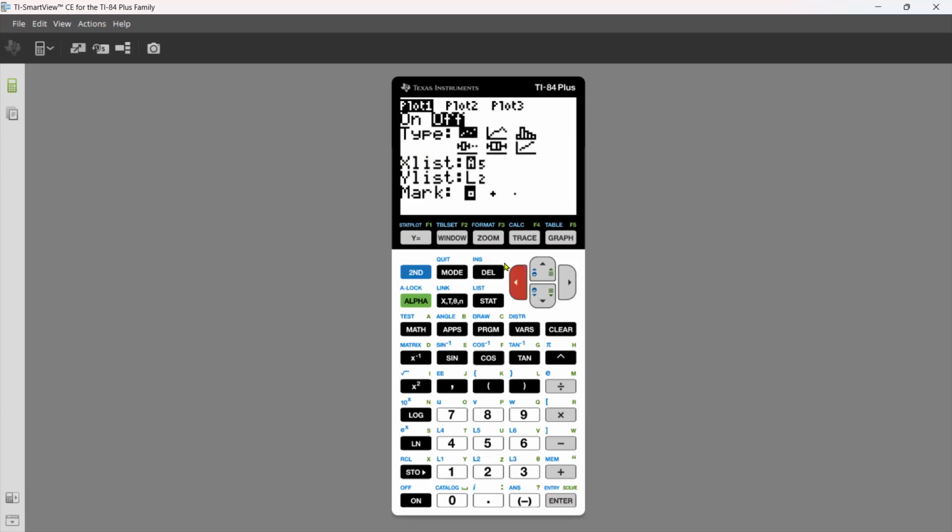Then what I'm going to do is make sure your cursor is on your L for whatever that is. Now your L's are above your numbers 1 through 6. So I'm going to hit the second key and say L1 for that. Now, if your L1 is fine, but your L2 isn't, your Y list isn't, go to second and then just hit the number 2. So now it's good.